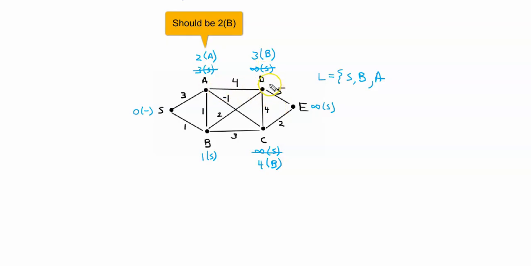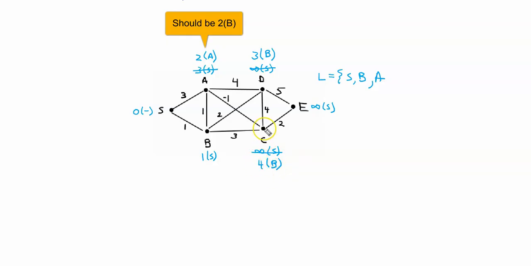Okay, so we look at D here. Now if I take 2 plus 4, that's 6, so I don't want to update D with a 6A because that's bigger than 3B. Okay, so it's shorter to get from S to D going this way, like this, than like this. Okay, so we leave that as 3B.